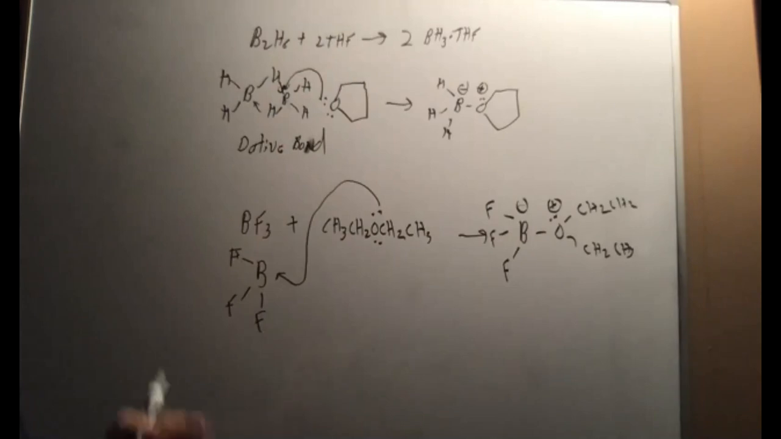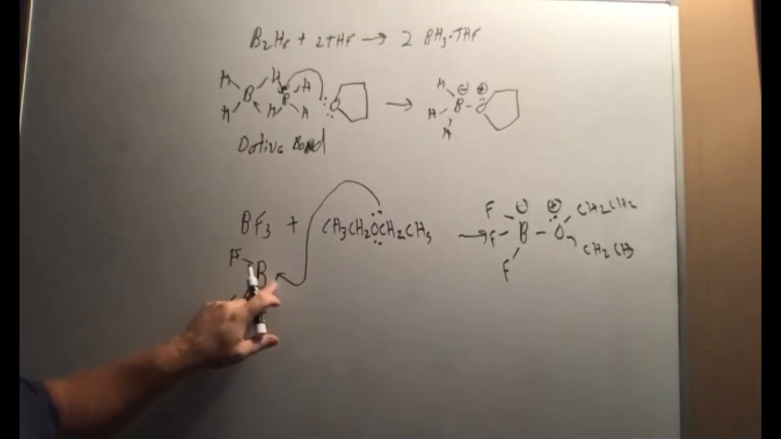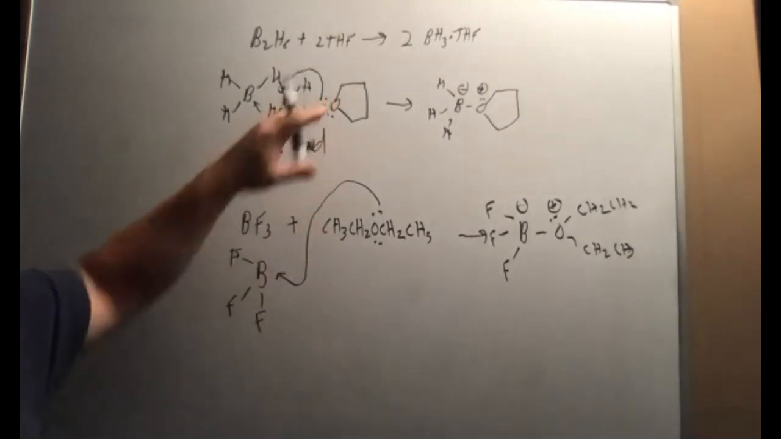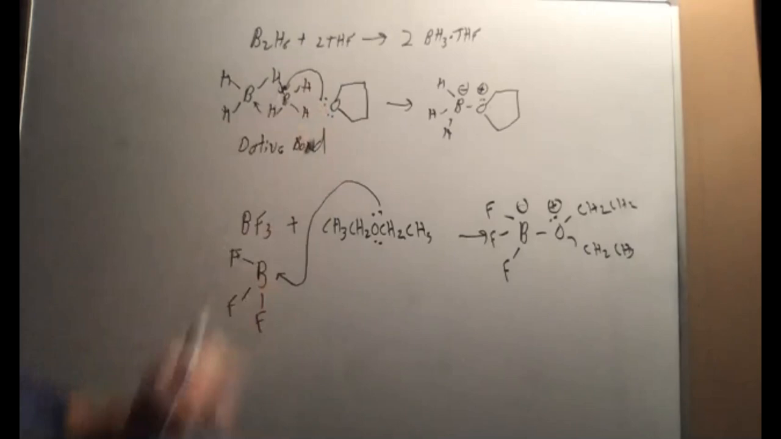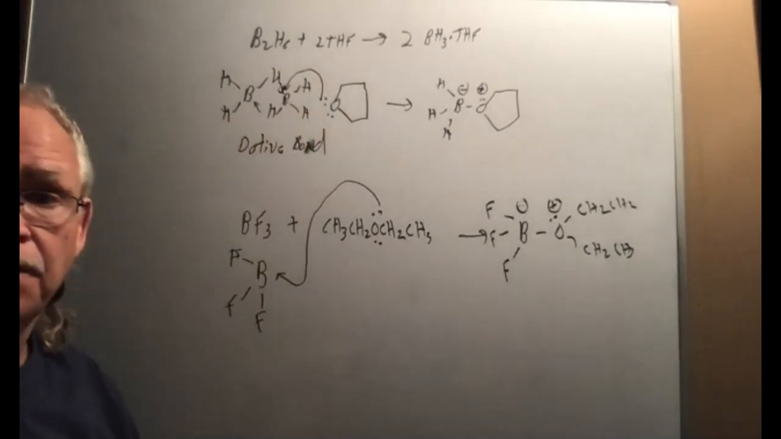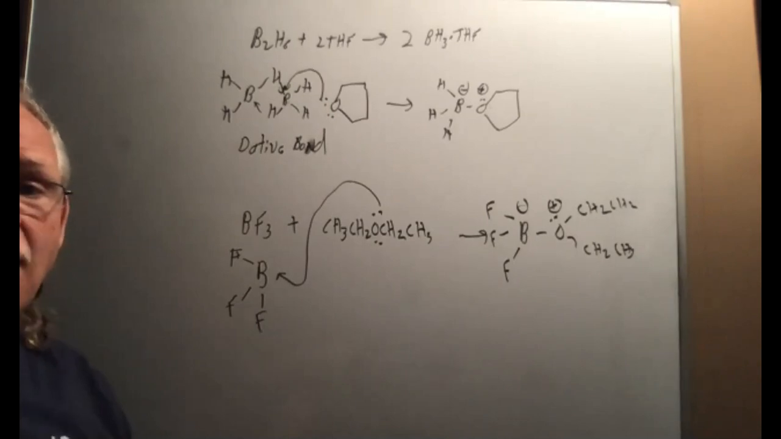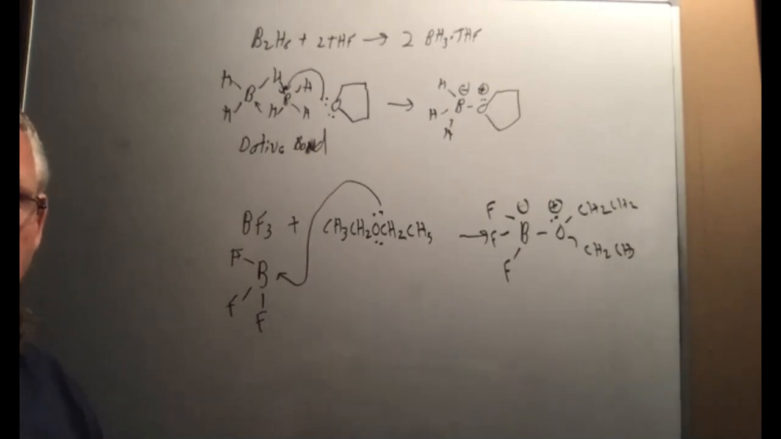Now, let me ask a question. Why is this boron more susceptible to attack than this boron? Somebody else. Taylor Hawk? Why is the BF3 boron more susceptible to attack than the boron up here? What else is different? Riley, what do you think? What's the obvious difference? I mean, the obvious difference is the dative bond.